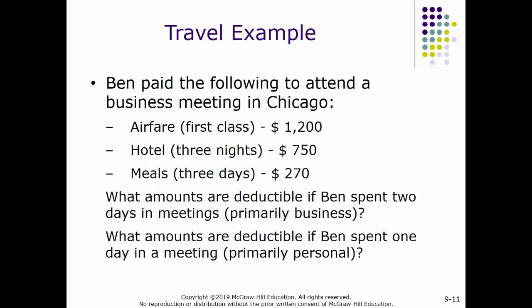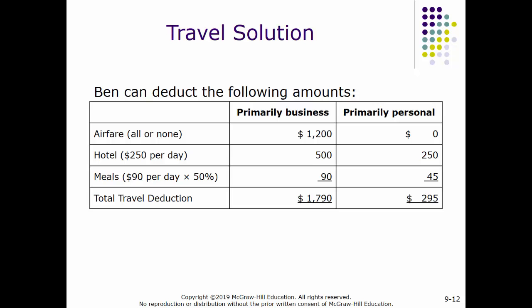The example of travel is that Ben pays airfare to go to a business meeting in Chicago, and he stays in a hotel for 3 nights and then has meals as well. So if 2 of the days are spent in meetings, then 2 of the 3 days makes it primarily business. But if only 1 day was in a meeting related to business, then it would be 2 days personal, which is primarily personal. So this chart shows that if it's primarily business, then all the airfare is deducted, whereas if it's primarily personal, none of the airfare is deducted. Note, it's not prorated, it's just all or none. Now the hotel and meals are prorated, and just the business portion can be deductible.